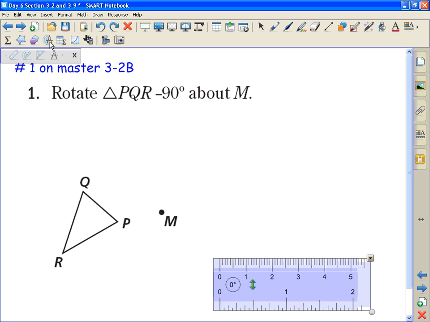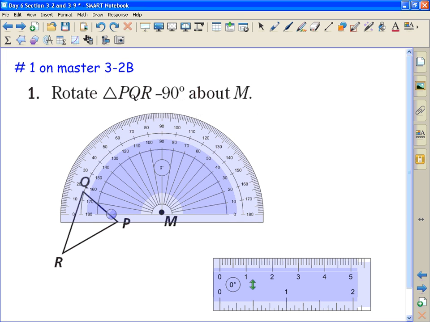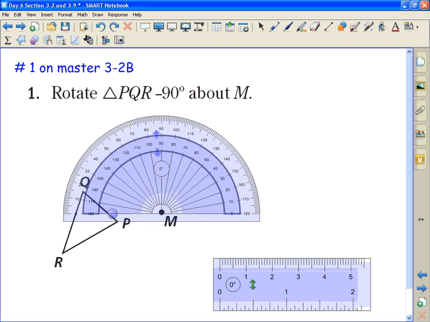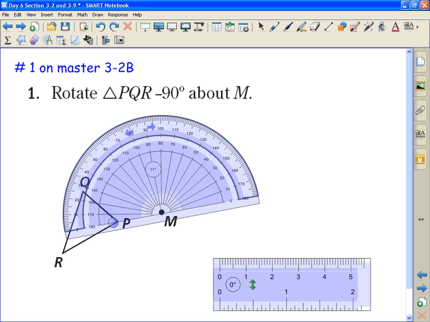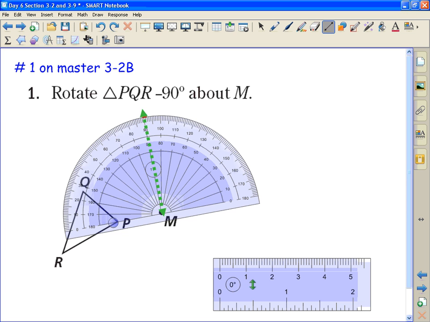Start out, I'm going to get out my protractor. I'm going to start with point P. Now, negative 90 degrees tells me I'm going to rotate it clockwise. So at 90 degrees, make a little mark there. Now I'm going to draw myself a dotted line that goes from M to 90. Somewhere on that dotted line is where point P is going to fall.